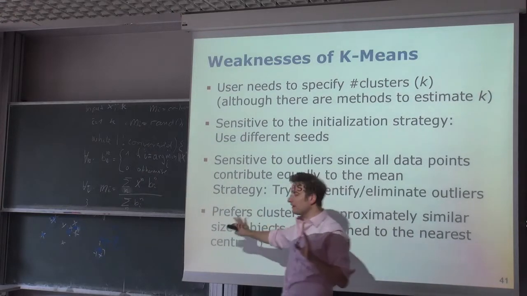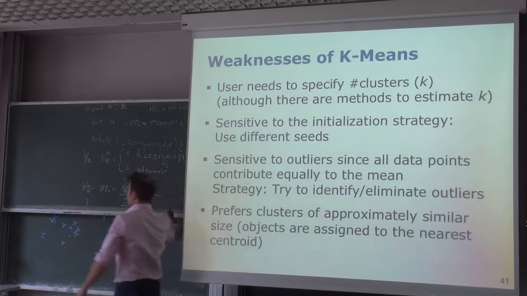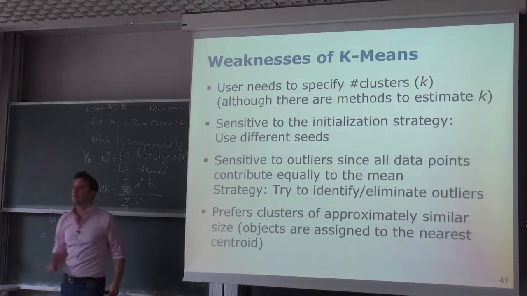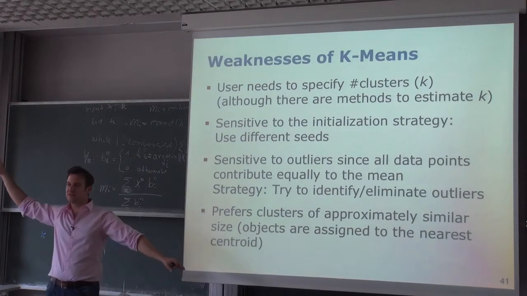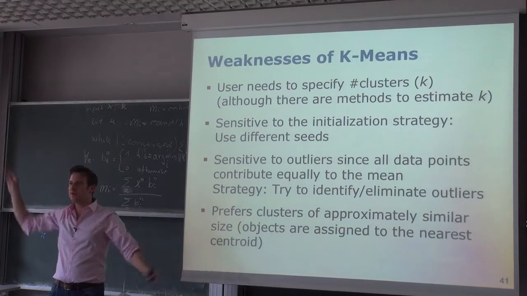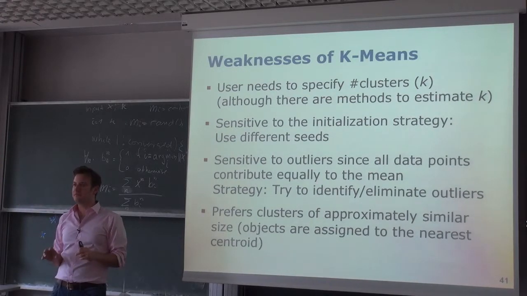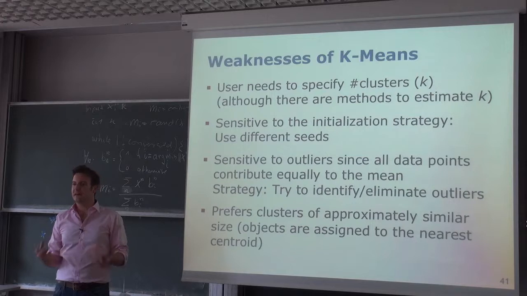If I have a few outlier points, let's say points which are put somewhere very far away, they can completely drag away those clusters, those centroids. So it only works well for outlier-free data. If I have weird outliers in there, they can actually screw it up.